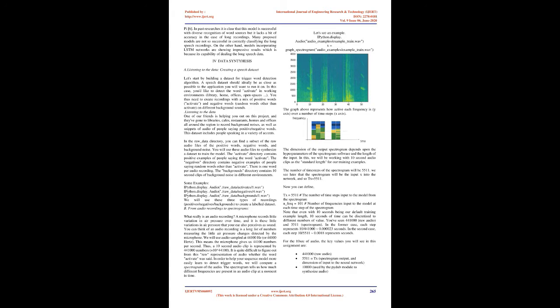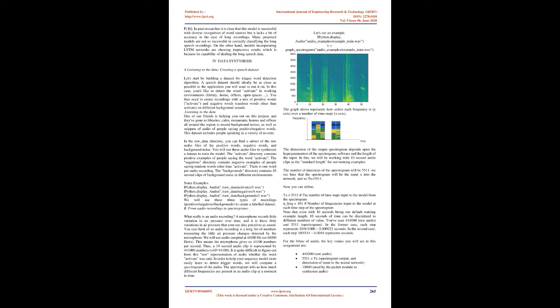The activate directory contains positive examples of people saying the word activate. The negatives directory contains negative examples of people saying random words other than activate. There is 1 word per audio recording. The backgrounds directory contains 10-second clips of background noise in different environments. Some examples. IPython.display audio, ./raw_data/activate/1.wav. IPython.display audio, ./raw_data/negatives/4.wav. IPython.display audio, ./raw_data/backgrounds/1.wav. We will use these 3 types of recordings, positive/negative/backgrounds, to create a labeled dataset.